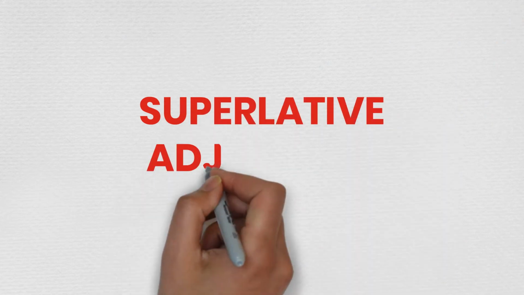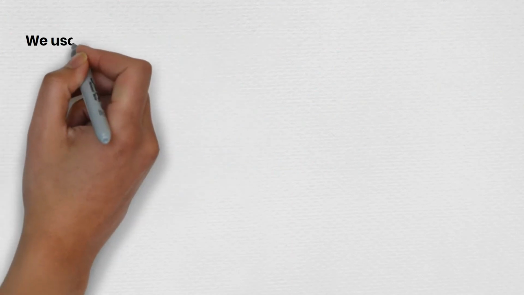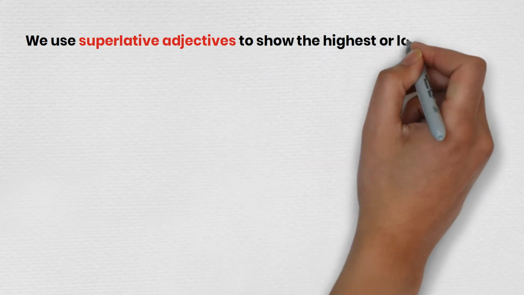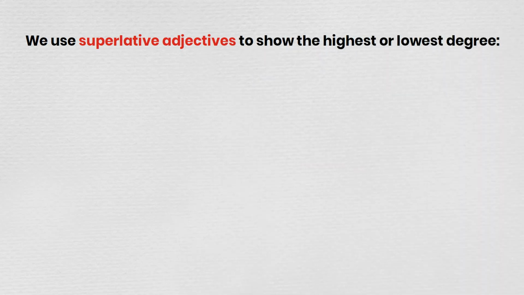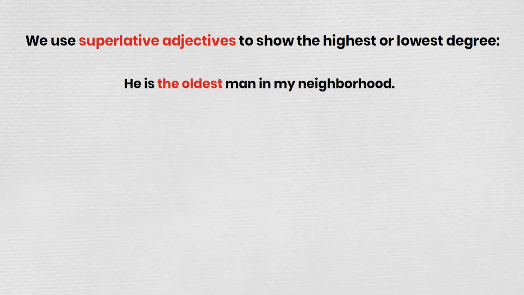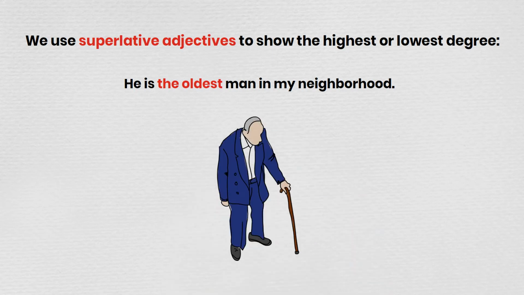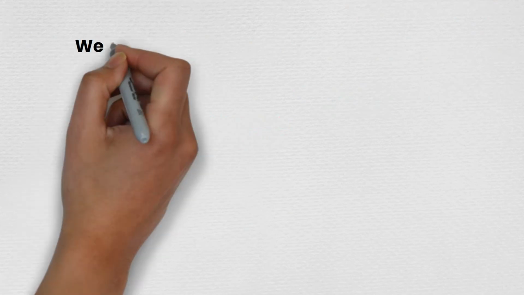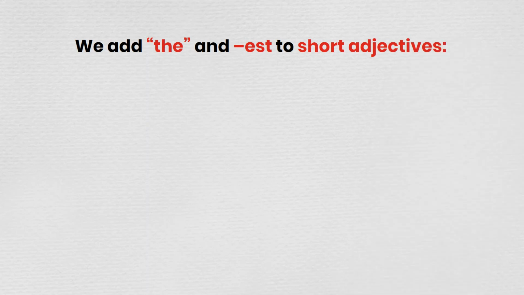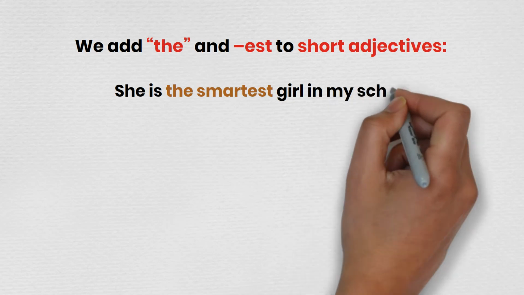Superlative adjectives. We use superlative adjectives to show the highest or lowest degree. He is the oldest man in my neighborhood. We add the and est to short adjectives. She is the smartest girl in my school.